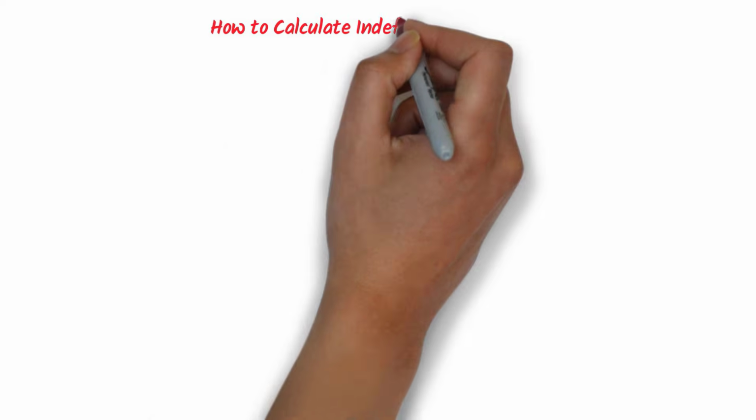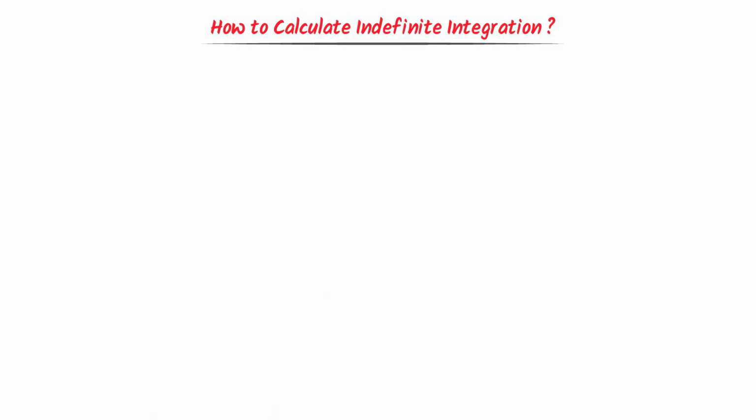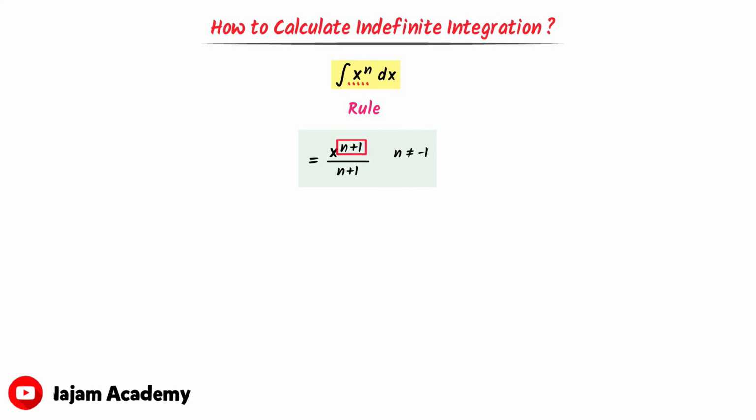Now we will learn how to calculate indefinite integration. Well, consider this question. The rule of integration is very simple. Write the term as it is. The term is x^n. I write it here. Then I add 1 to its power. At last, I take this n plus 1 and I write it in denominator. This is the integration of this question. Remember that n must not be equal to minus 1. If n becomes equal to minus 1, then we cannot use this rule. Hence note down this important point.